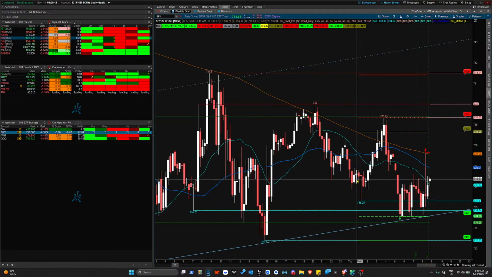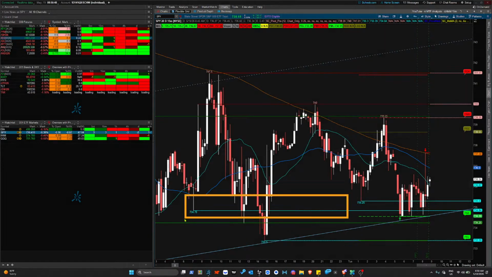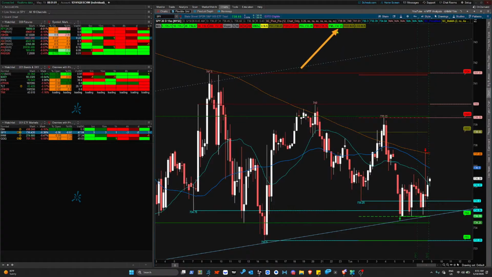Anyhow, your pivot on the 15-minute time frame chart is 735.25, 734.75, and then you have your pre-market high and your pre-market low. Pre-market high is 739.35. Your pre-market low is 734.55. Where are we at right now on the balance range?